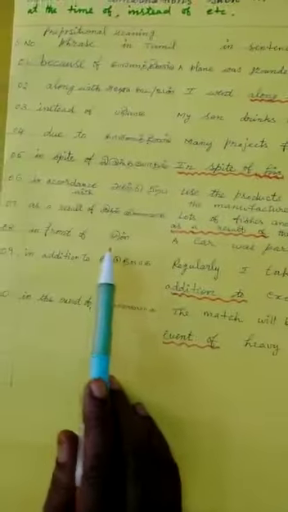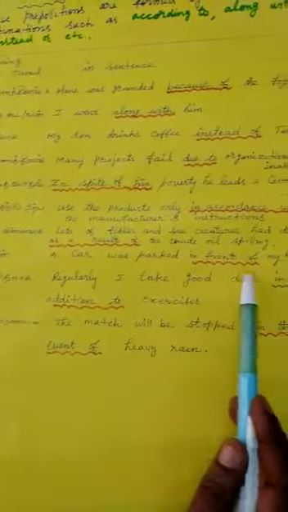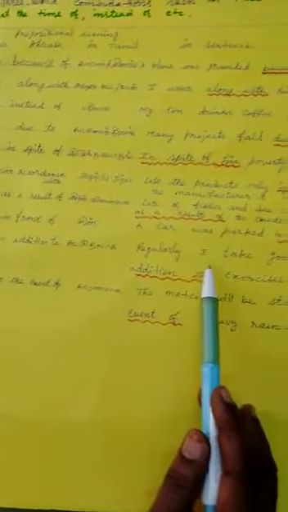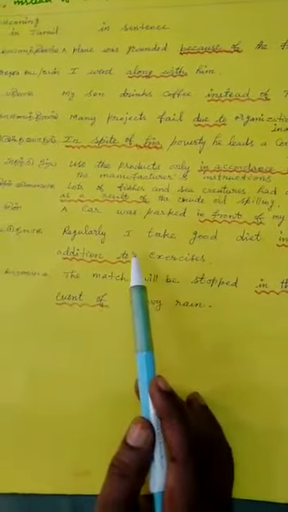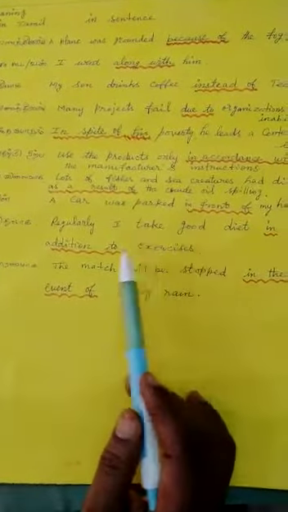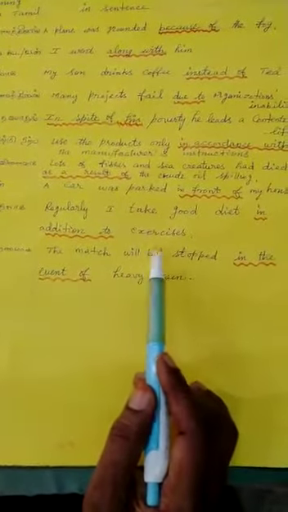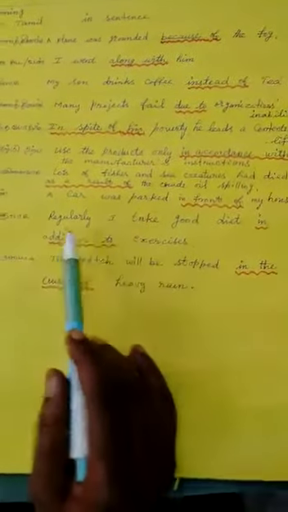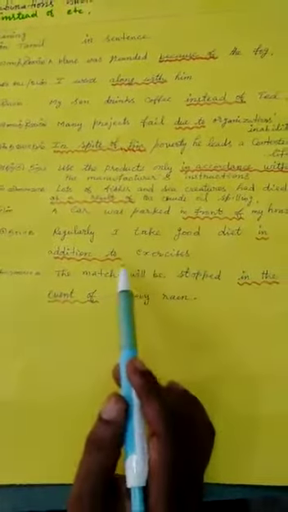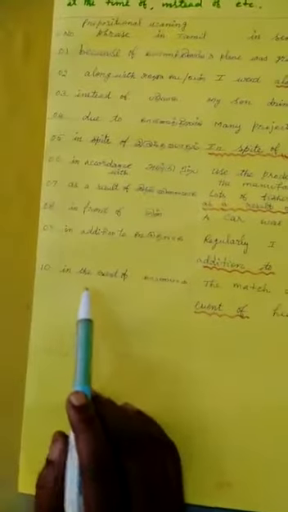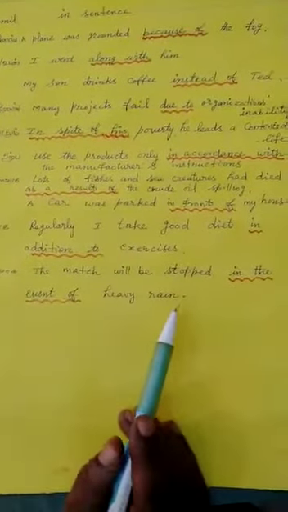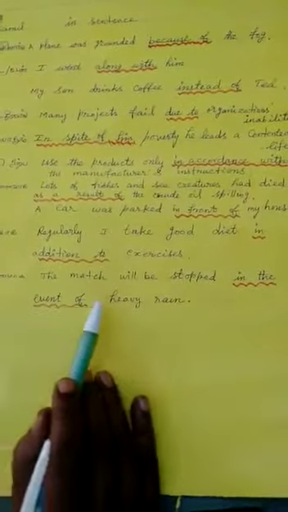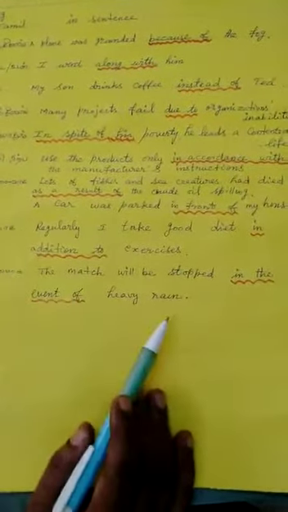Next, in front of. A car was parked in front of my house. Next, in addition to. Regularly, I take a good diet in addition to exercise. I take a good diet regularly. In addition to that good diet, I take exercise also. Next, in the event of. The match will be stopped in the event of heavy rain. Why will the match be stopped? In the event of heavy rain.